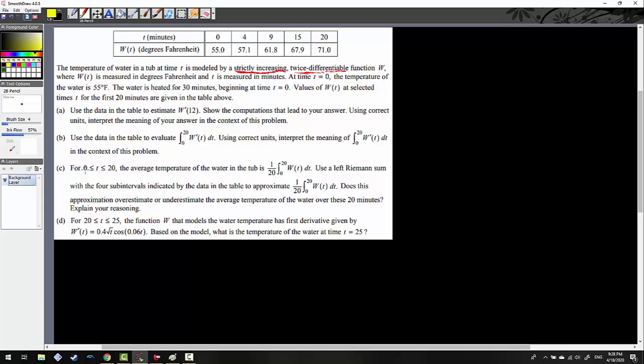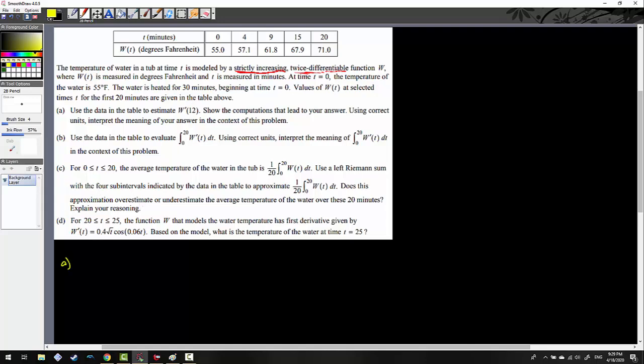It says, use the data in the table to estimate W prime of 12. Show the computations that lead to the answer, and using correct units, interpret the meaning of the answer in the context of the problem. So if we're going to figure out W prime of 12, I'm going to want to squeeze that 12 in between two times that I am aware of. And those times are going to be most accurately represented by 15 and 9. Right? Most people will ask, well, why can't I just use 20 and 4? Well, you can. It's just not going to be as good of an estimation.